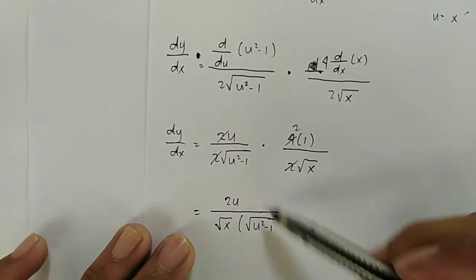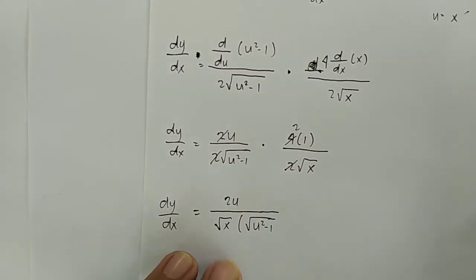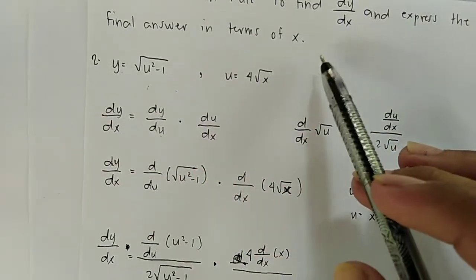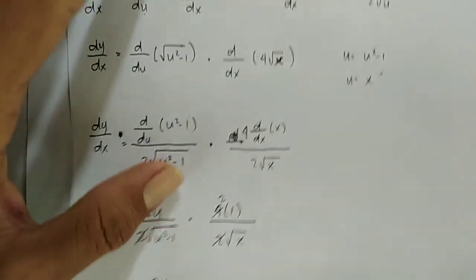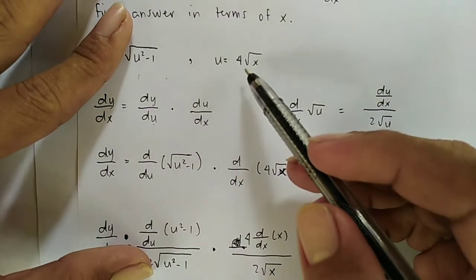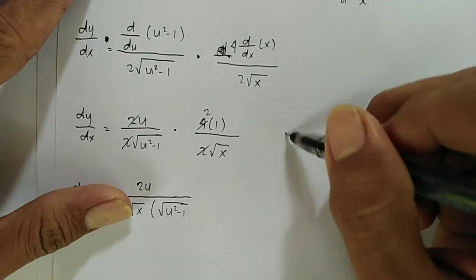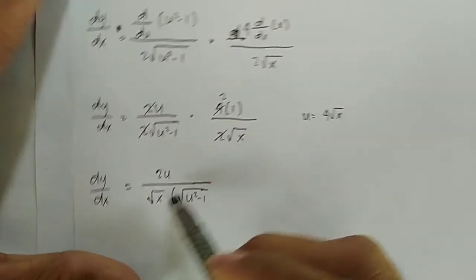Pero hindi pa to ang final answer. Hindi pa to yung hinahanap ng given condition. So kung matatandaan niyo ang given condition, sinabi na express the final answer in terms of x. So ibig sabihin, papalitan lang natin yung u ng value ng function which is equal to 4 square root of x. So gagamitin natin yung value ni u na 4 square root of x. So yan yung ipalit natin dito.